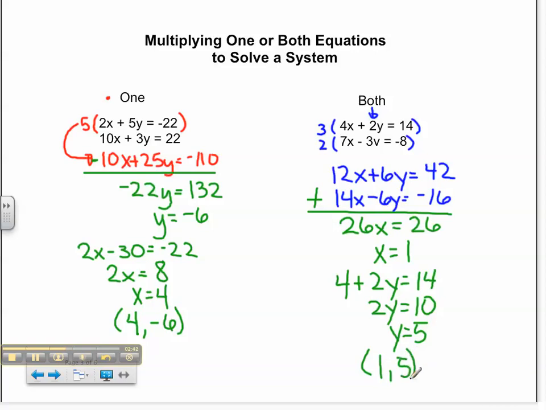Again, to be a great mathematician, you should go back and check your solution in the second equation to be sure that that is true.